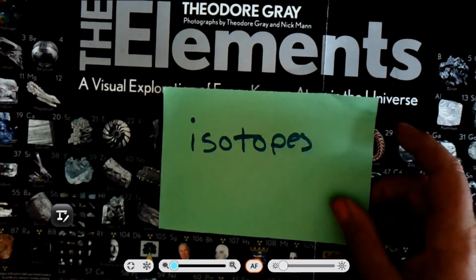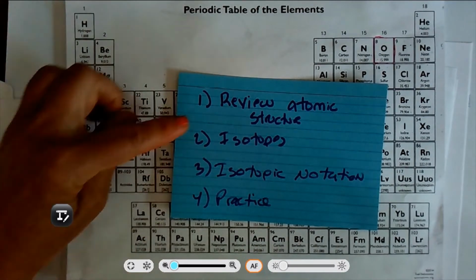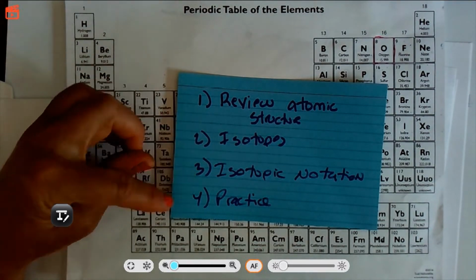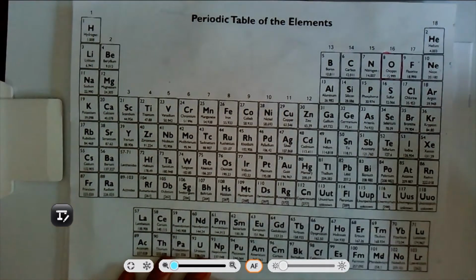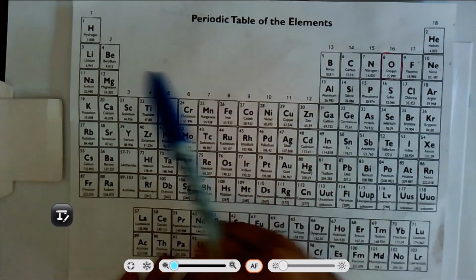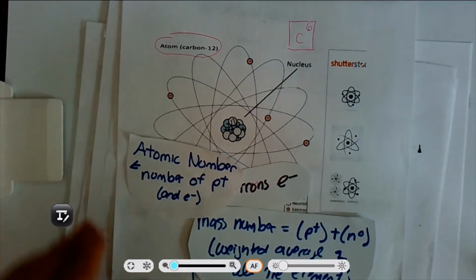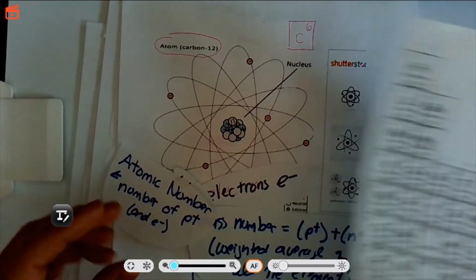Isotopes. In this screencast, I'm going to talk about isotopes, but before that, review atomic structure, talk about isotopes, isotopic notation, and then do a practice problem with you. So this is a picture of the periodic table, and as you know, we have the elements, and an element is a collection of a particular type of atom. For example, if we have the element carbon, right here, that would be a collection of carbon atoms.